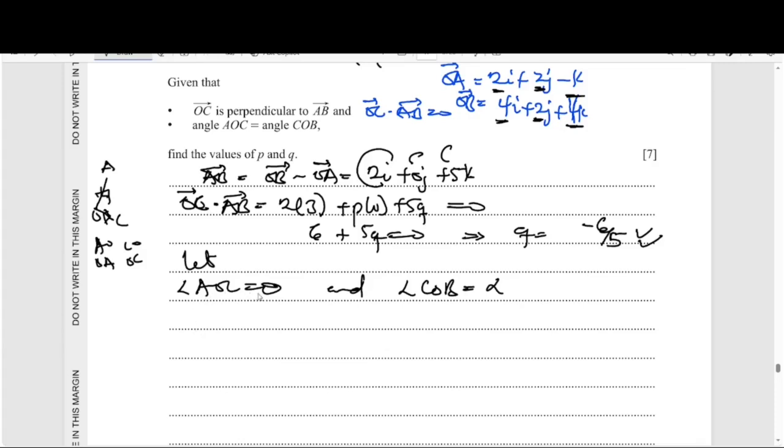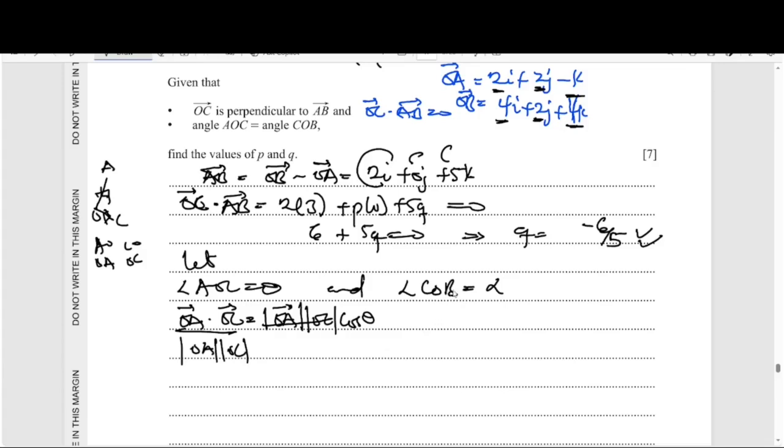So how do you find angle AOC from vector dot product, or scalar products rather? We have vector OA dot vector OC should be equal to the magnitude of OA times the magnitude of OC and then cos theta. That means cos theta is going to be this whole thing over the magnitude of OA times the magnitude of OC.